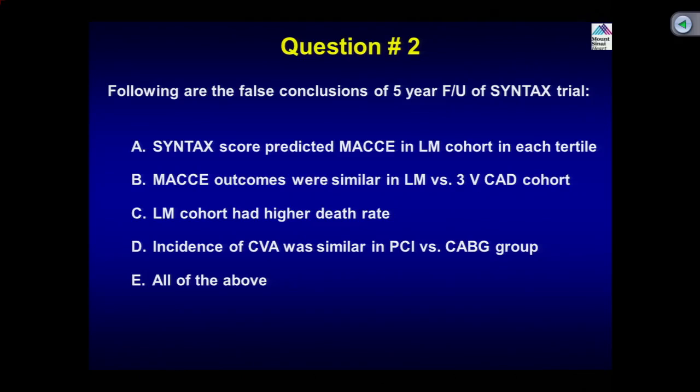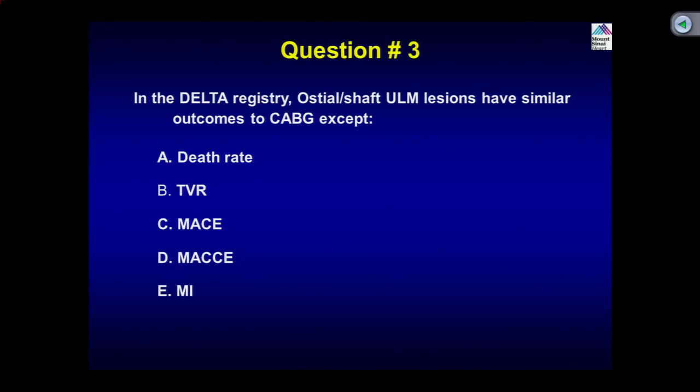So these are the two questions which we have. And the last question is that in the Delta registry of the ostial shaft, unprotected left main lesions have similar outcomes to CABG except death rate, TVR, MACE, MACCE, and MI.